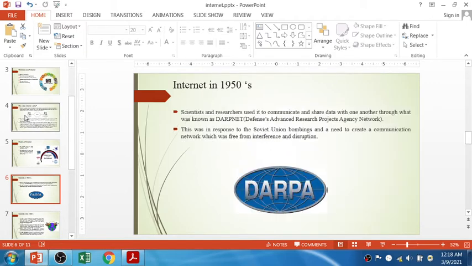Let's see the internet in the 1950s. Scientists and researchers used it to communicate and share data with one another through what was known as ARPANET, which is the Defense Advanced Research Projects Agency Network. This was in response to the Soviet Union bombings and a need to create a communication network which was free from interference and disruption.